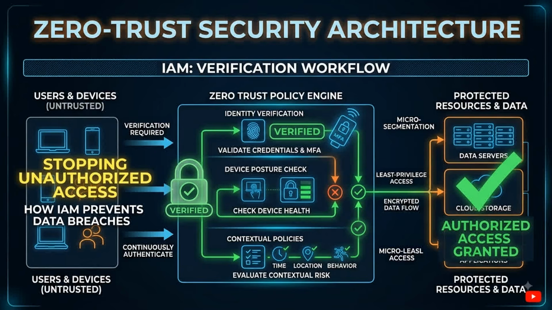Identity and access management is the foundation of zero trust. Without strong identity verification, zero trust fails. The verification process has multiple layers. First, validate credentials and multi-factor authentication. The user provides a username and password. The system checks if these credentials are correct. The system sends a verification code to the user's phone. The user enters the verification code. Only then is the user verified.